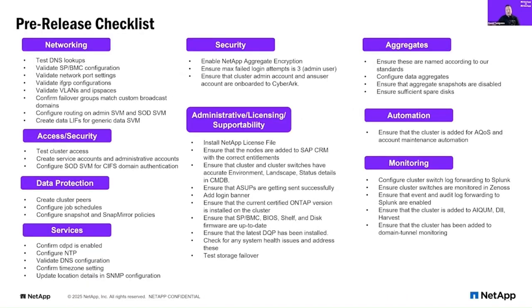All right, so once our playbook is run, the next step is for the build engineer to go through a pre-release checklist that just validates that the different aspects of the new node configurations have been taken care of. So those include some different networking areas, validating system access and security, data protection, licensing, making sure that our services are configured properly, aggregates, and monitoring.